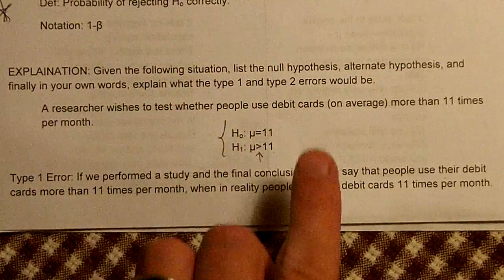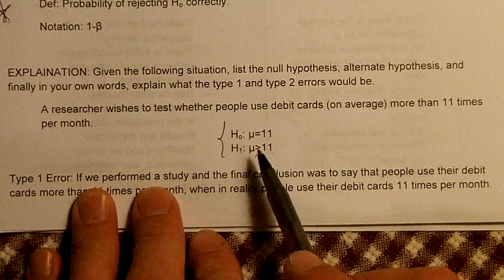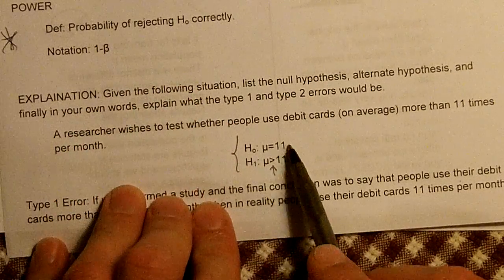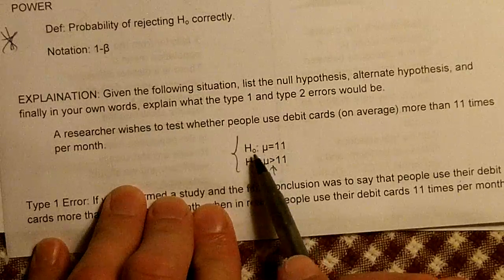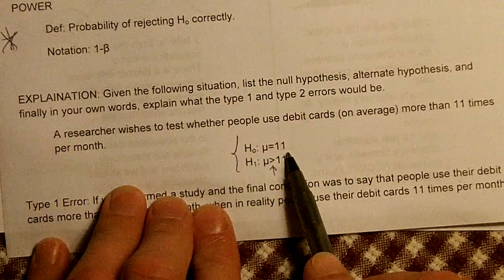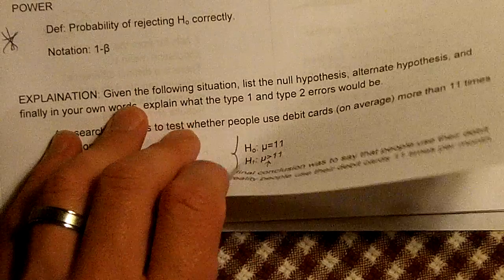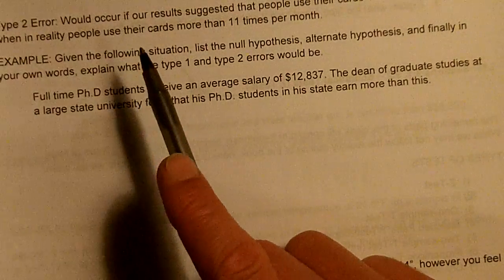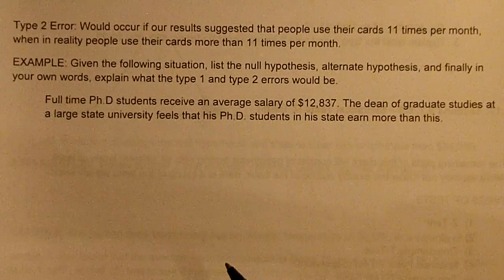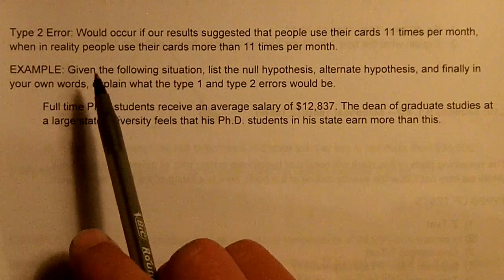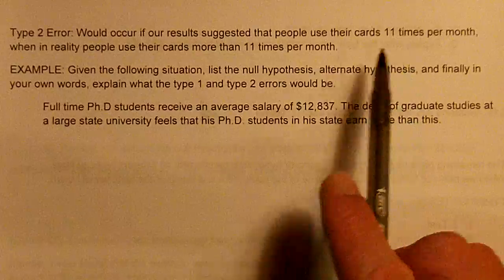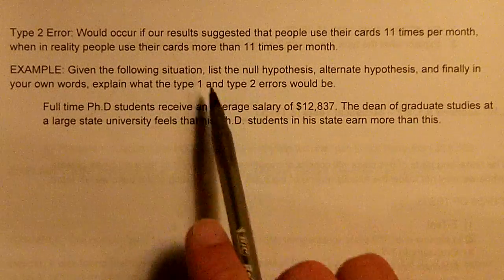On the contrary, the type 2 error is when you fail to reject the null when you should have. So basically in that case, if you fail to reject the null hypothesis, your final conclusions would say people only use their debit cards 11 times per month, when in all reality it should have been something more than 11. And I think we can read that on the next page. Right, so type 2 error. Just making sure you can see everything still. Sorry, it goes a little bit crooked there. Type 2 would occur if our results suggested that people use their cards 11 times per month, when in all reality, they use their cards more than 11 times per month.